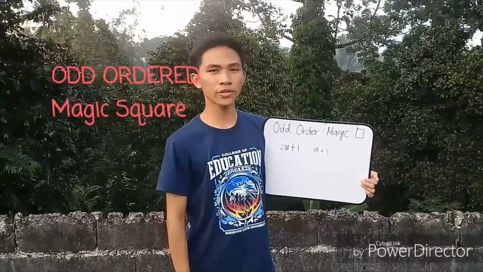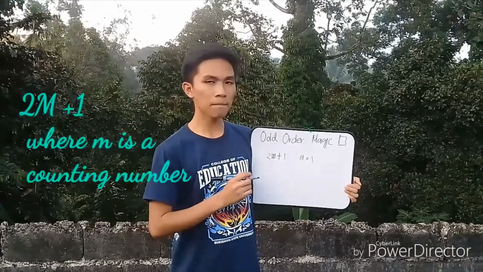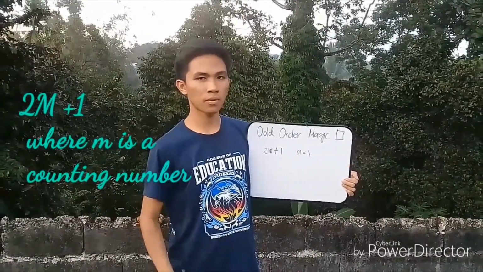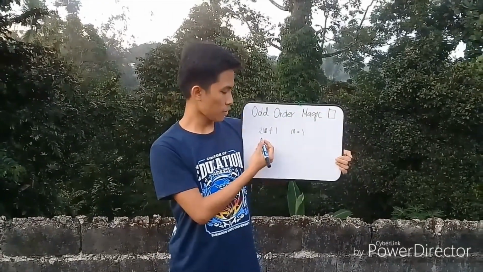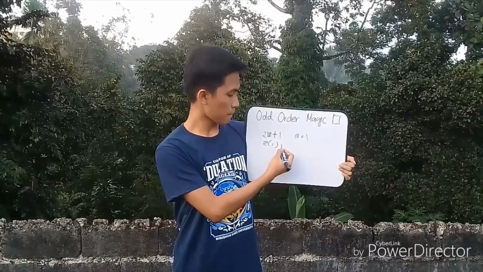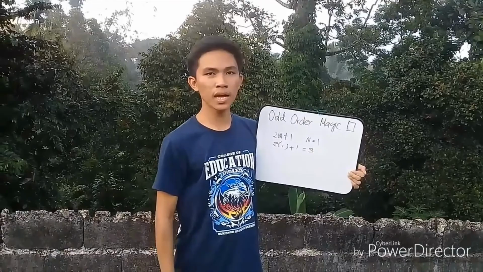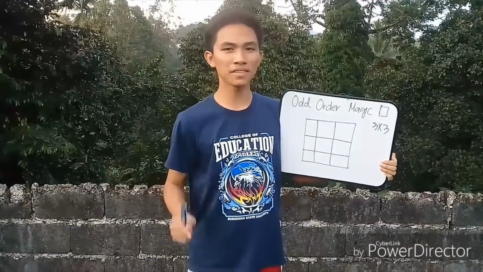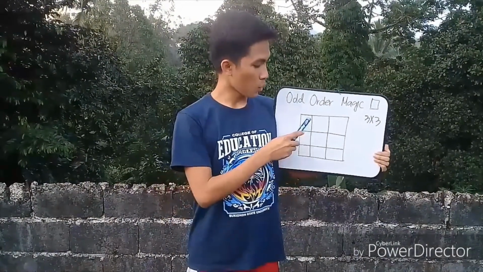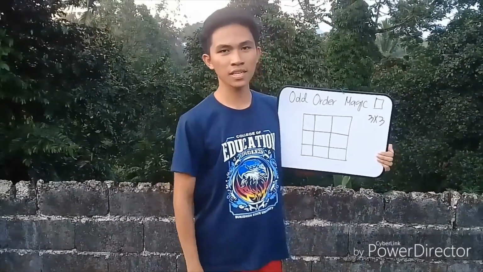Let's talk about the odd order magic square. The odd order magic square could be expressed as 2m plus 1, where m is a counting number. Now let's let m be equal to 1. So we have 2 times 1 plus 1 is equal to 3. Now we have the first odd order magic square, which is the 3x3 magic square. So we have the 1, 2, 3, 4, 5, 6, 7, 8, 9, nine cells all in all.